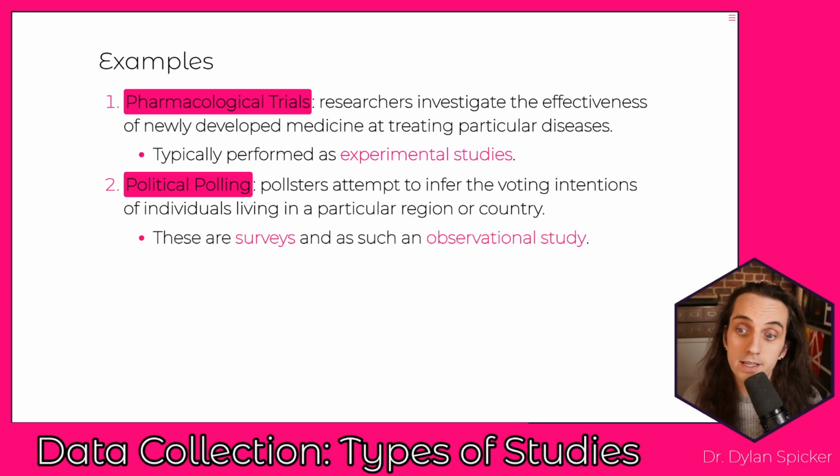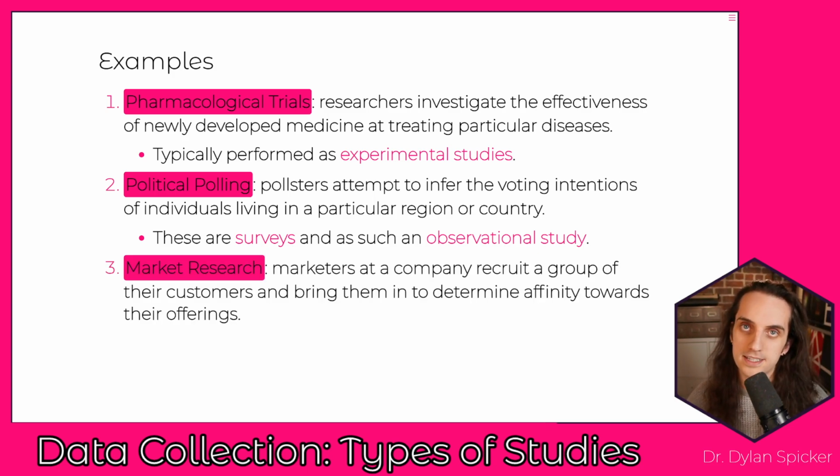And so political polling is going to be observational by nature because the pollster is not influencing the outcomes that they're observing there. They're not changing something about the individual and seeing what is your preference. They're just simply asking, what is your preference? The preference exists whether the political pollster is there or not. And so they're just observing the truth that actually exists.